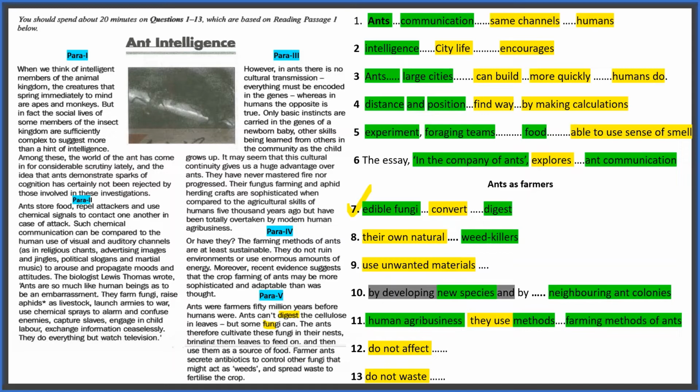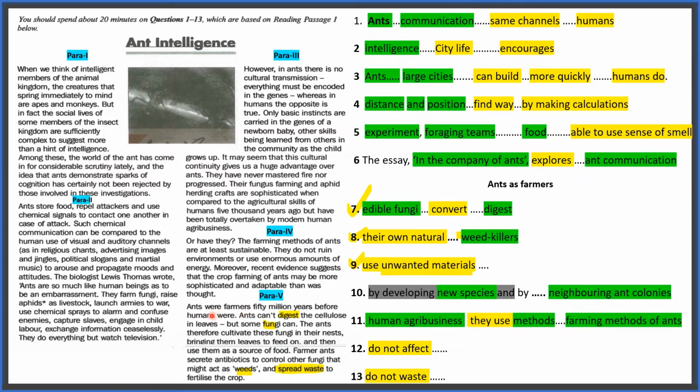Also, the direct keyword weed, which is present in question 8, is also present in para 5. In question number 9, we have a key phrase, use unwanted materials, which is a synonym of spread waste. So waste and unwanted materials are synonyms. With the help of these keywords, we could find the answers for question number 7, 8 and 9 in para 5. Now, let us read a few lines in para 5.